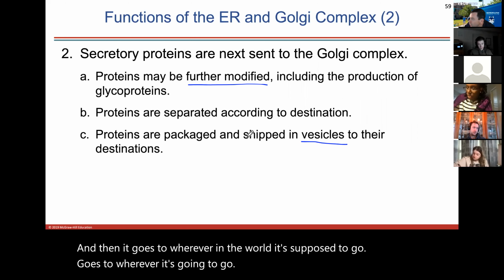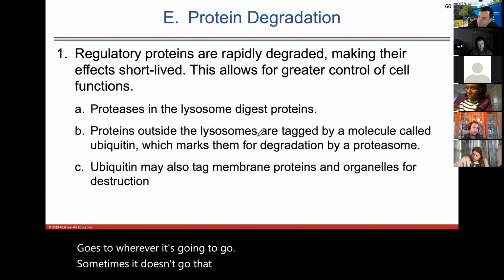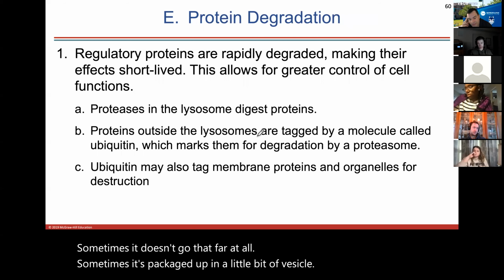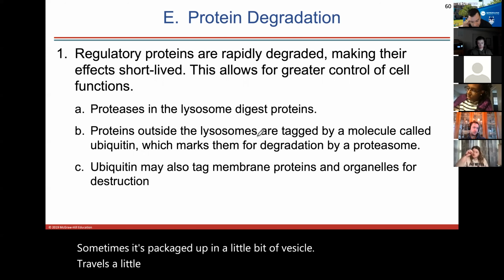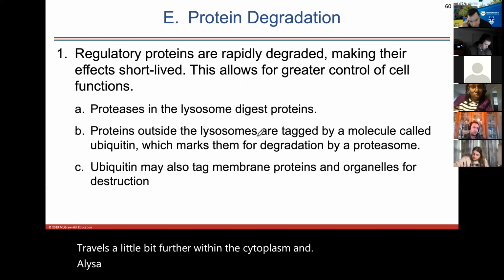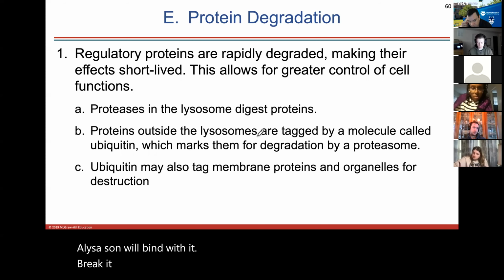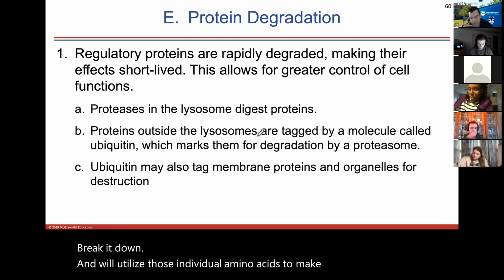Sometimes it doesn't go that far at all. Sometimes it's packaged up in a little bitty vesicle, travels a little bit further within the cytoplasm, and a lysosome will bind with it. Break it down. And we'll utilize those individual amino acids to make other things within the cell.